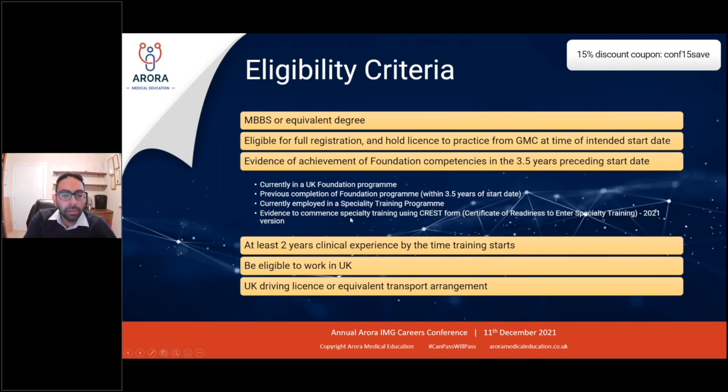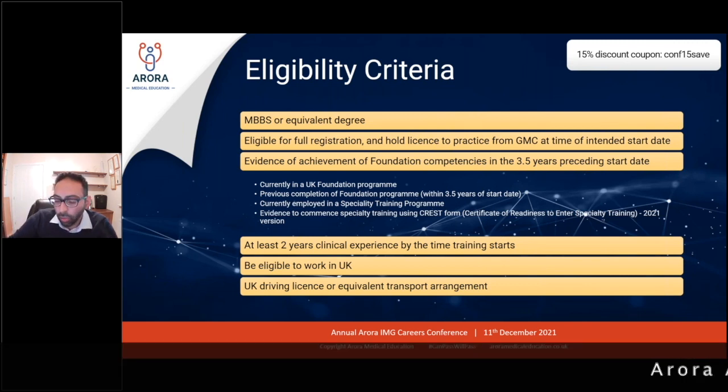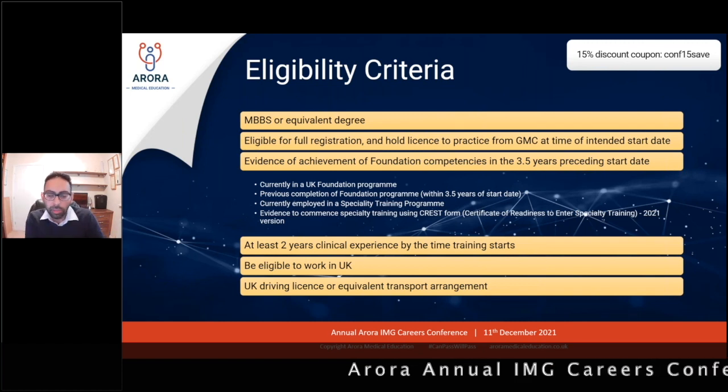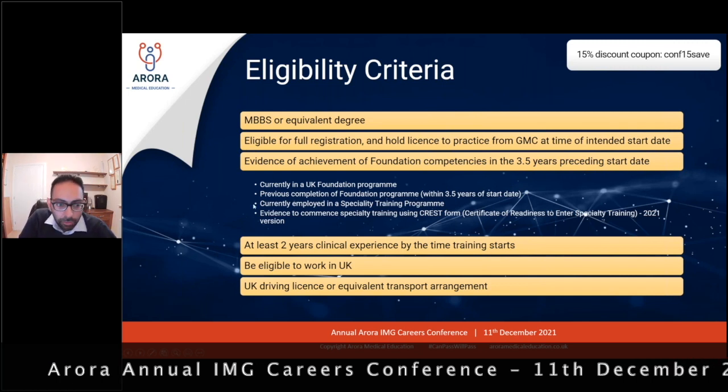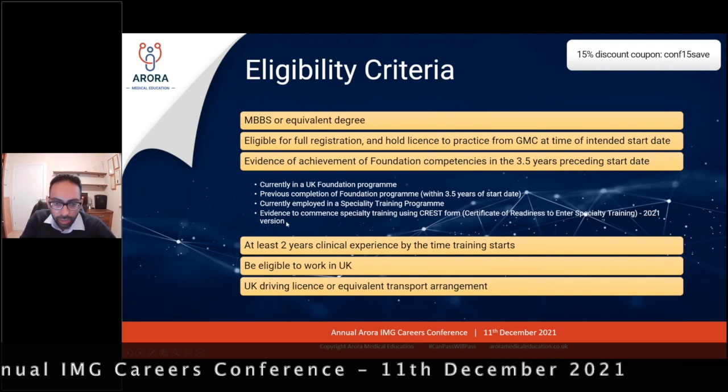There needs to be evidence of achievement of foundation competencies in the 3.5 years preceding the starting of training. So if you're starting training in August 22, in that preceding 3.5 years, you need to have some documentation to show that I have achieved foundation level competencies. There are lots of different ways that you can demonstrate foundation level competencies.